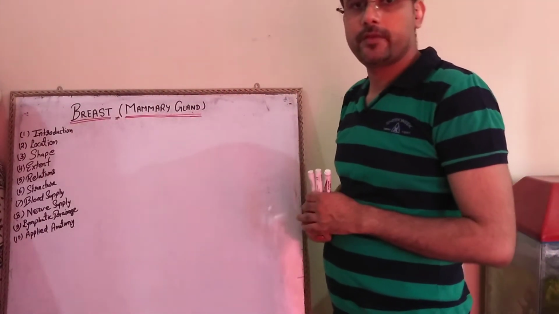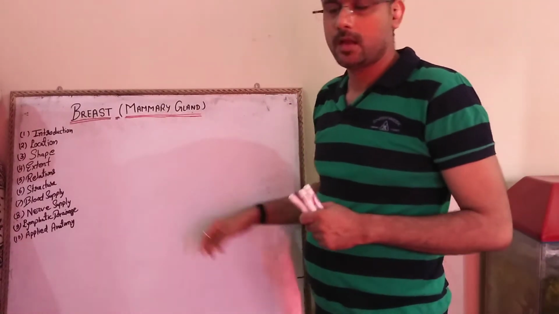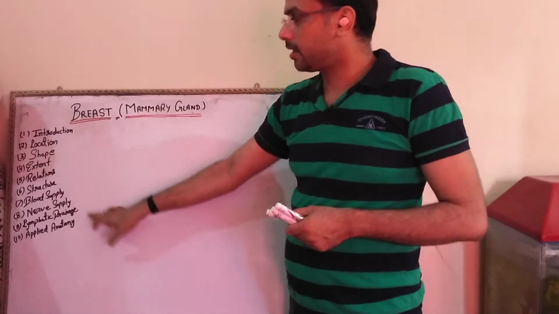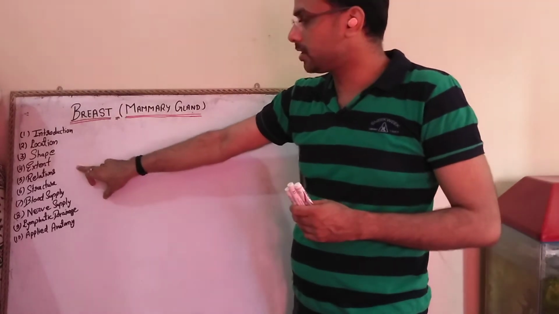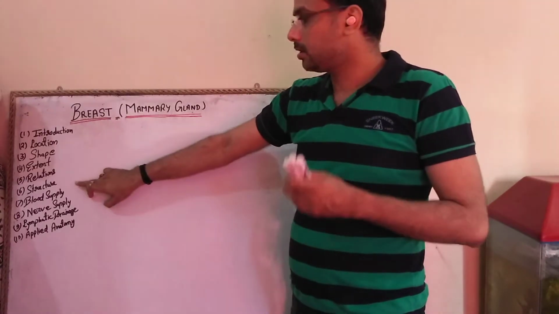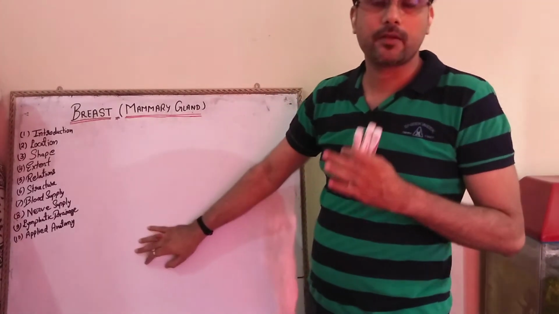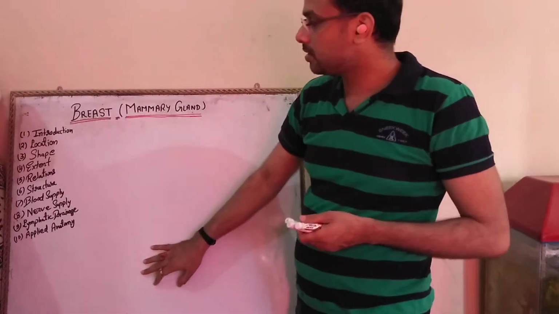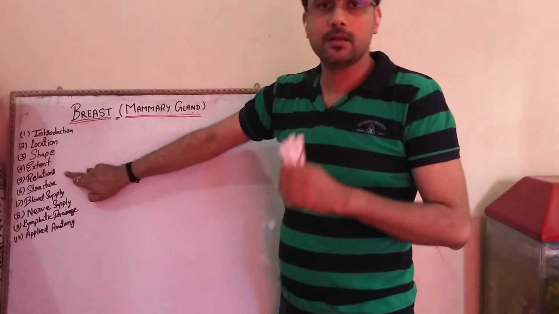Hello friends, today we will discuss the anatomy of the breast or mammary gland, and we will cover the topic under these headings: introduction, location, shape, extent, relation, structure, blood supply, nerve supply, lymphatic drainage, and finally applied anatomy. In this section we will discuss up to the relations of the breast.